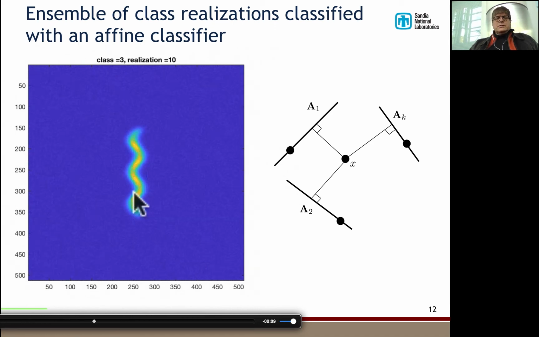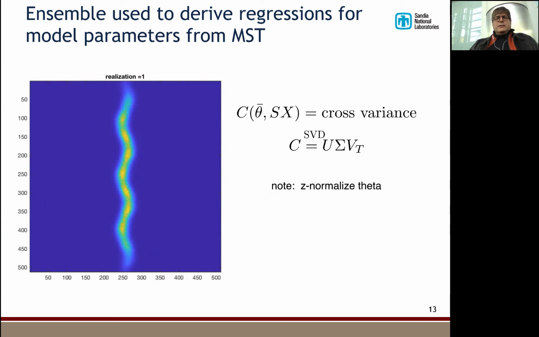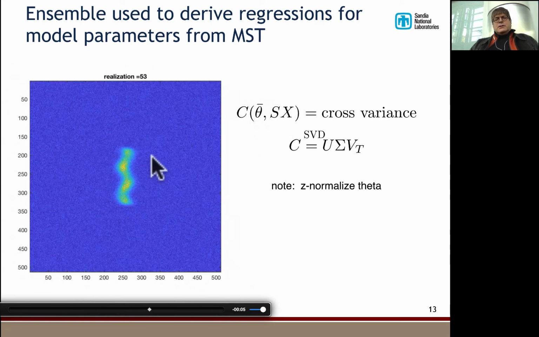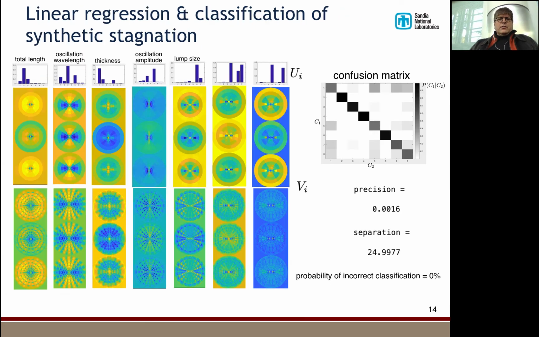What we would then do is find an affine linear classifier associated with it. We also derived regressions for the model parameters from the MST based off of the cross variance of the thetas and the S. In this case, we allowed all of the parameters to vary over a fairly large range. Here you see the linear regression that shows the relationship to things like total length or oscillation wavelength. Here you can see that there are portions of other coordinates in it, but it will be predominantly one that's associated with it. And below it, you see the pattern that you look for in the scattering coefficients.